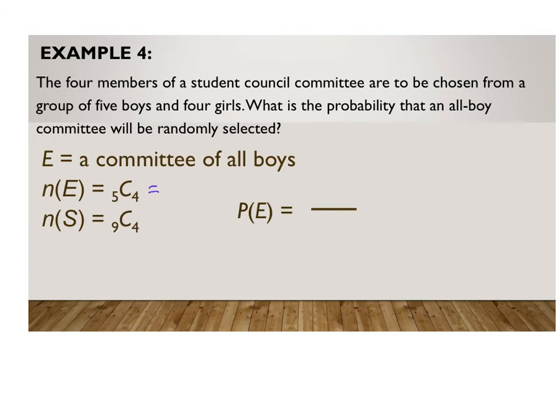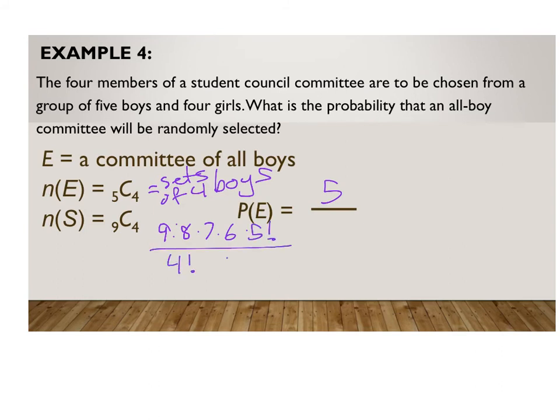Okay, so this is equal to sets of 4 boys, right? So it's 5C4, which is basically 5. And the total number is all 9 people choosing 4 at a time. So 9 choose 4. 9 times 8 times 7 times 6, 5 factorial. I'm going to have 4 factorial, and 9 minus 4 is 5 factorial.